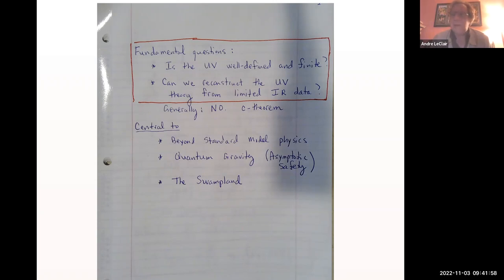Also, it connects generally to what's referred to as the swampland. So the swampland came about where it's usually attributed to Vafa. He certainly came up with a name.